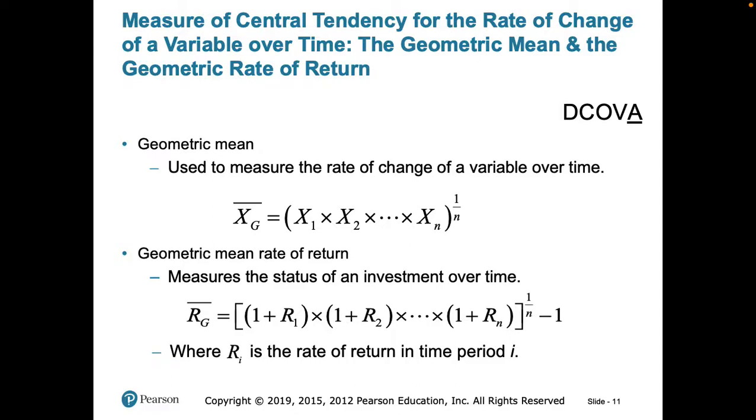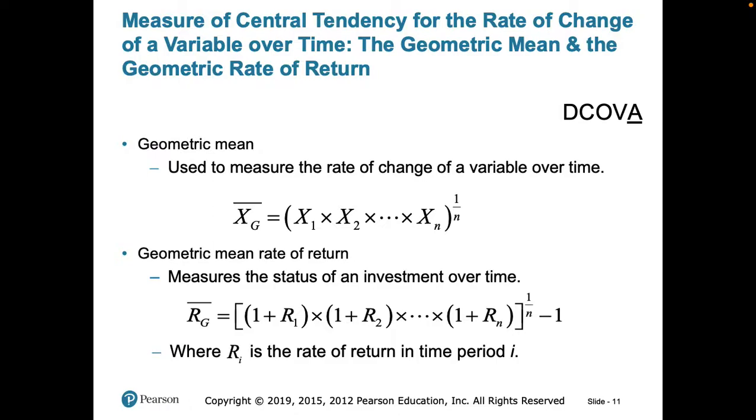So there is another type of mean that we call the geometric mean and the geometric rate of return. So what does that mean? The geometric mean is different than the mean or the average that we talked about. Basically, it is good to measure the rate of change. For the geometric mean, we can see the formula here.